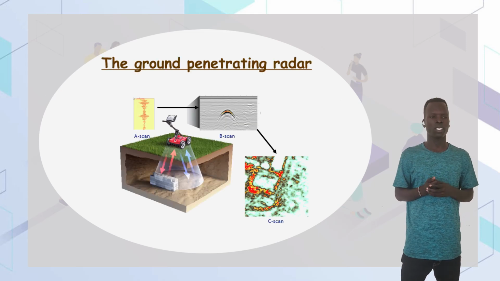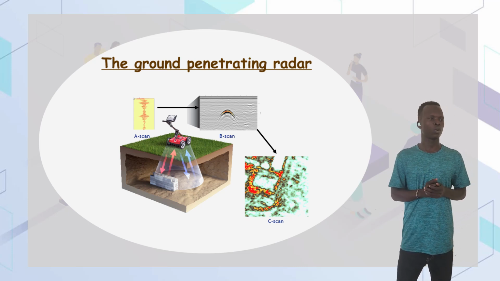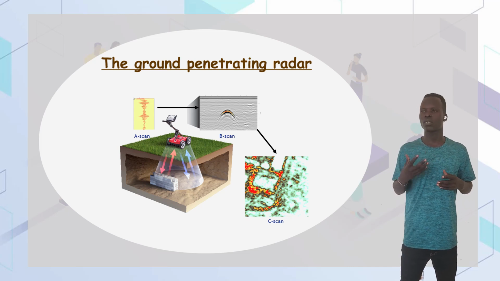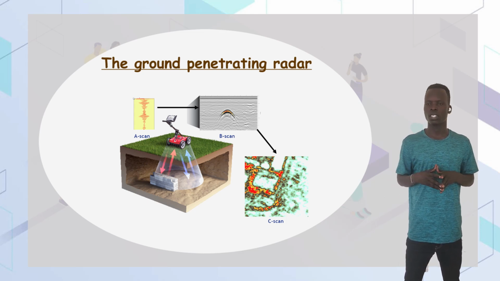Finally, we have the ground penetrating radar. The ground penetrating radar is a geophysical method that utilizes electromagnetic waves to image the subsurface of the soil. This one is an electric device. Its price ranges from $11,000 to $17,000.